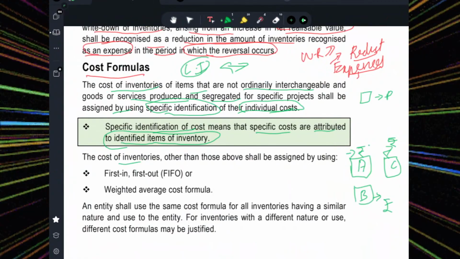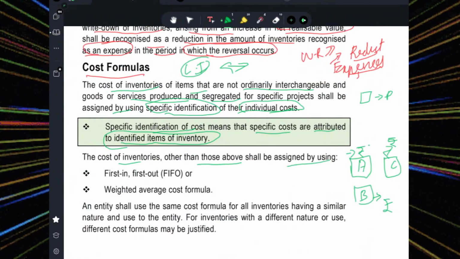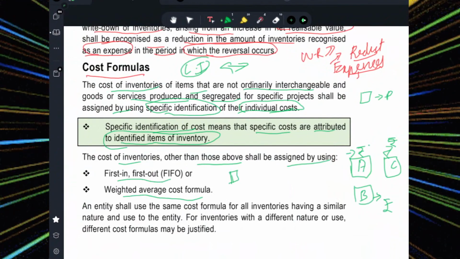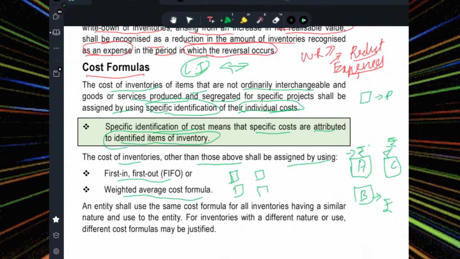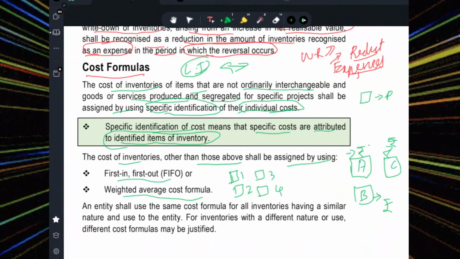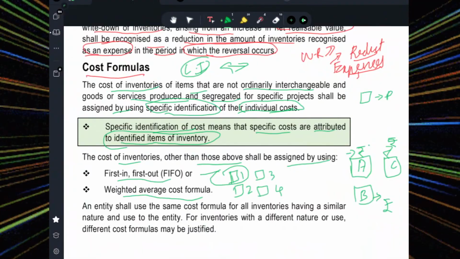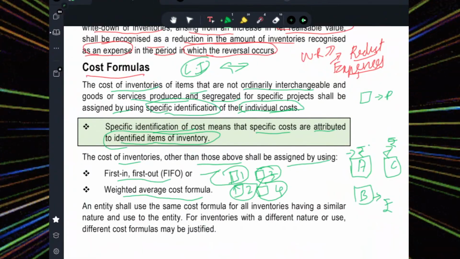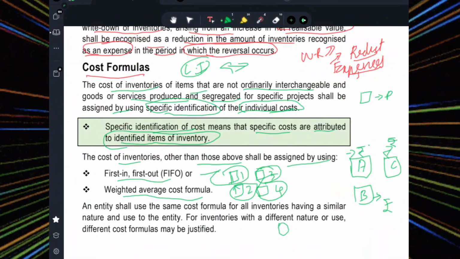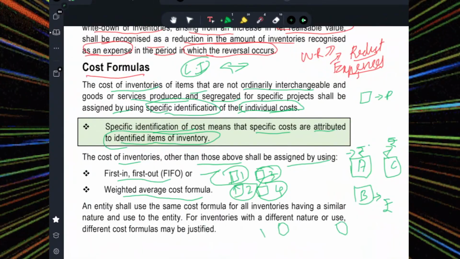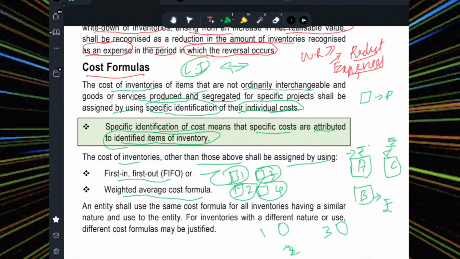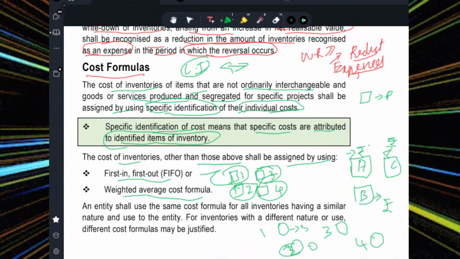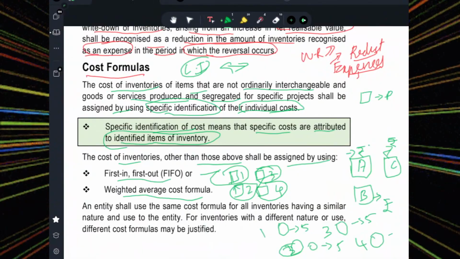The cost of inventories other than the above shall be assigned using first in, first out, and weighted average cost formula. First in, first out: now I bought these goods and kept them, one, two, three, four. So I sold two. Now the value of goods is two plus three plus four. Sometimes I have one, three, two, and four. Here, this is 5 kg, 5 kg, 5 kg, and 5 kg.